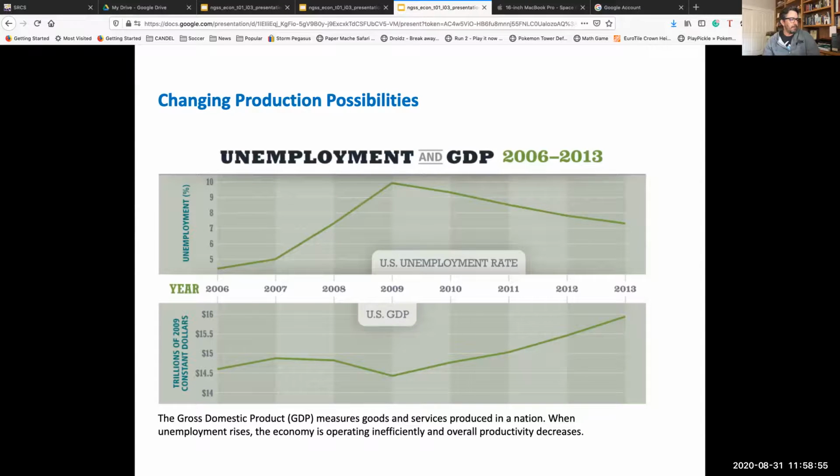And now, as I said before, we look at graphs because they tell us the relationship, or they can imply a relationship between different variables. In this case, unemployment and GDP. When unemployment rises, the economy is operating inefficiently. And the overall productivity decreases. So the implied relationship here is that when the unemployment rate goes up, GDP goes down, right?